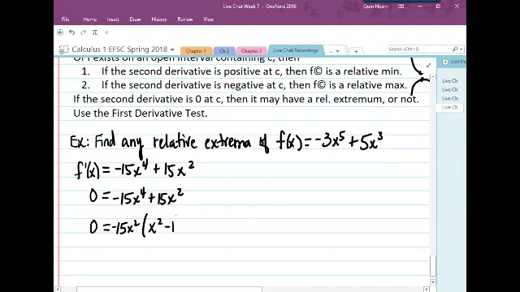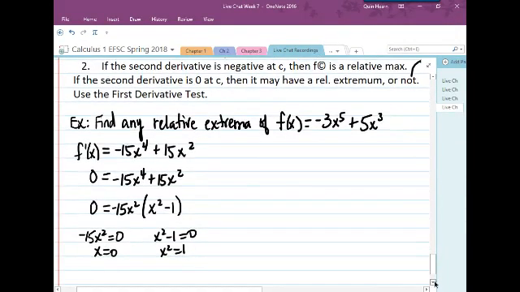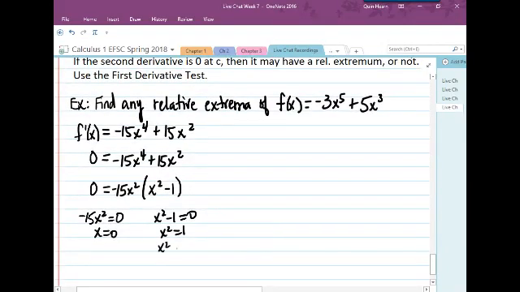In the second term, we're going to be left with negative 1. Setting each factor to 0, then, negative 15x squared equals 0 would mean that x is 0. And x squared minus 1 equals 0 would mean x squared is 1. Be careful here to remember you have both a positive and negative square root of 1 as a solution when you take the square root. So x is plus or minus 1.